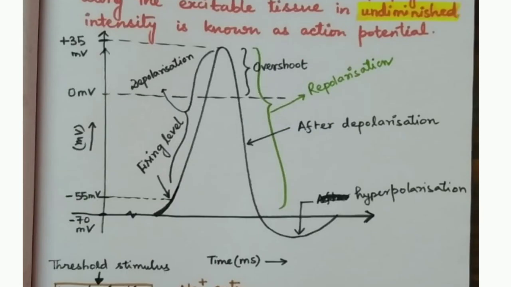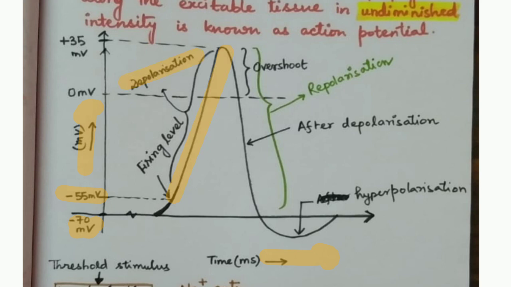Now let's see the graph. See that minus 70 millivolt. What is it? It is the resting membrane potential. There is no action potential at that particular moment. Our y-axis is representing the membrane potential in millivolts and the x-axis is representing our time in milliseconds. Now, when the membrane potential has increased up to minus 55 millivolt, then see there is a sudden increase, a sudden rise in the membrane potential.